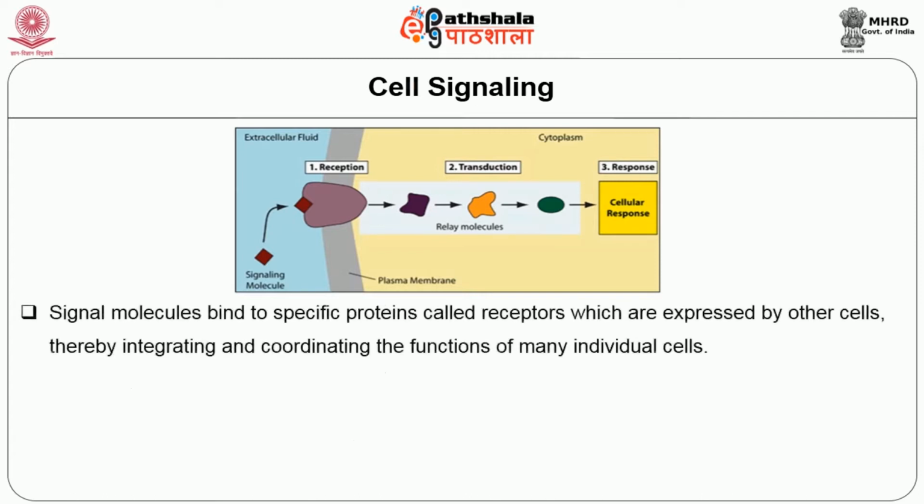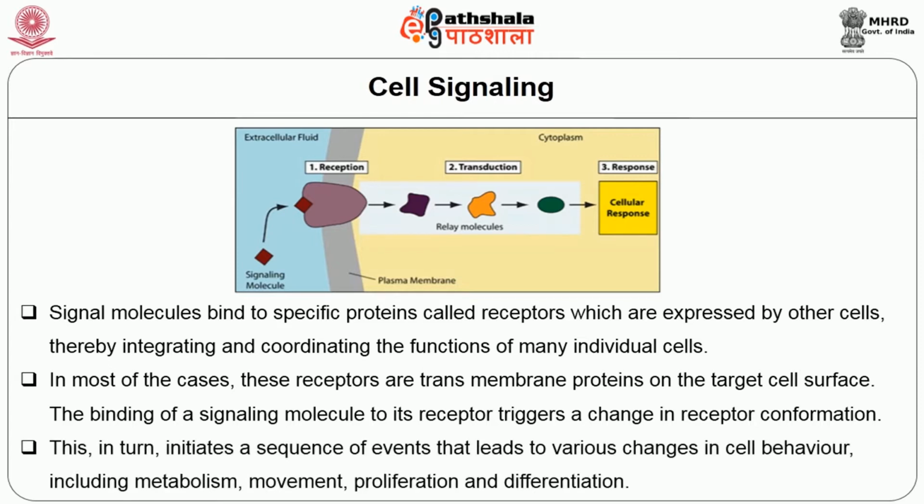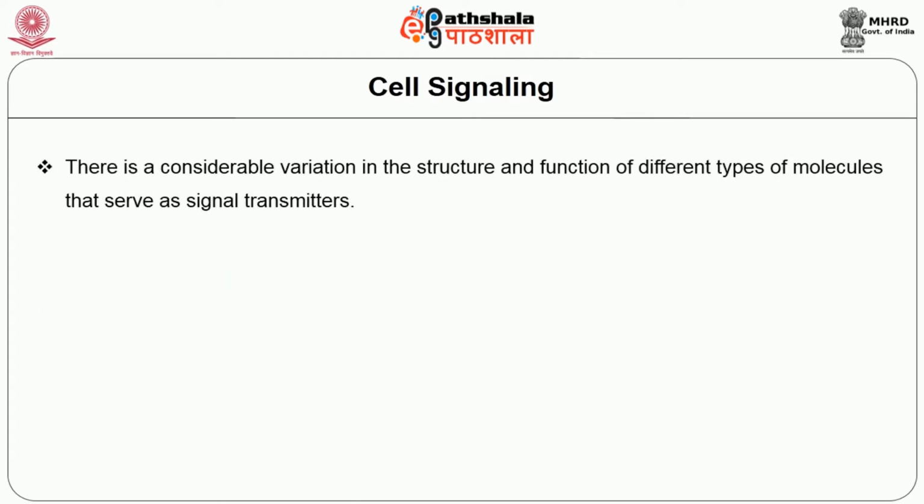Signal molecules bind to specific proteins called receptors which are expressed by other cells, thereby integrating and coordinating the functions of many individual cells. In most of the cases, these receptors are transmembrane proteins on the target cell surface. The binding of a signaling molecule to its receptor triggers a change in the receptor conformation. This in turn initiates a sequence of events that lead to various changes in cell behavior, including metabolism, movement, proliferation, and differentiation. There is a considerable variation in the structure and function of different types of molecules that serve as signal transmitters.